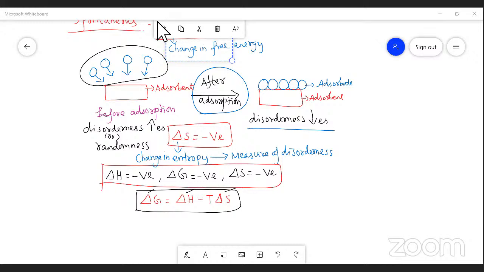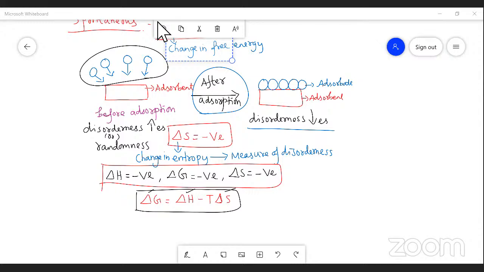Yes, ma'am. Okay. What happened to the del H value during adsorption? Whether it is a positive value or a negative value? Negative value. What happened to the entropy, that is del S value? Negative. Good. What happened to the free energy, del G value? Negative.